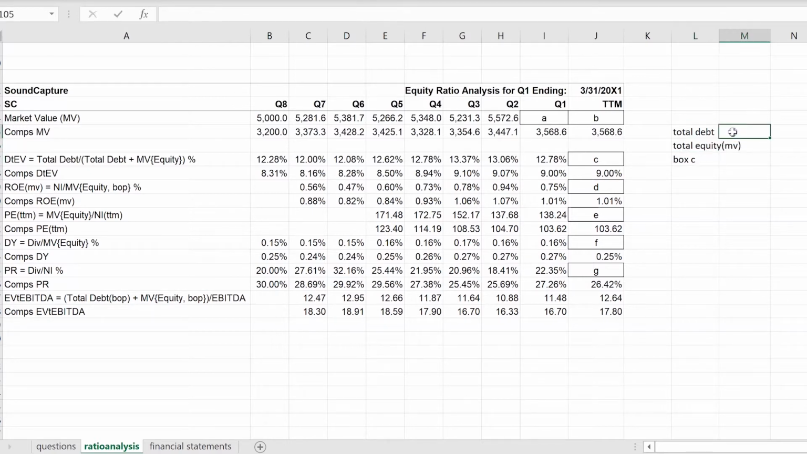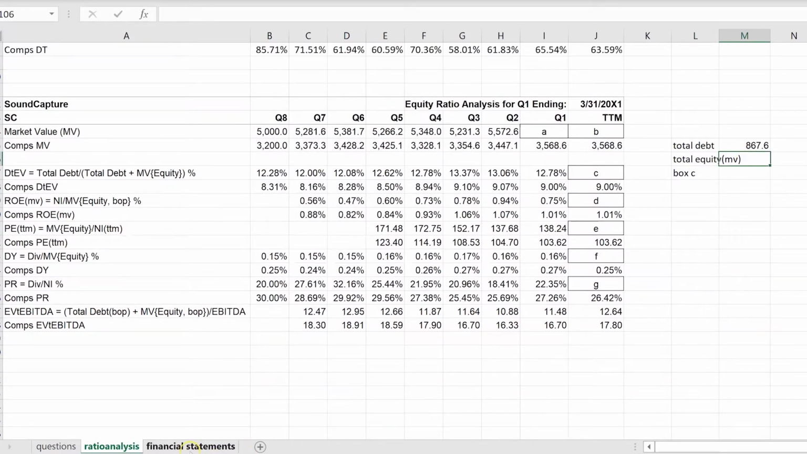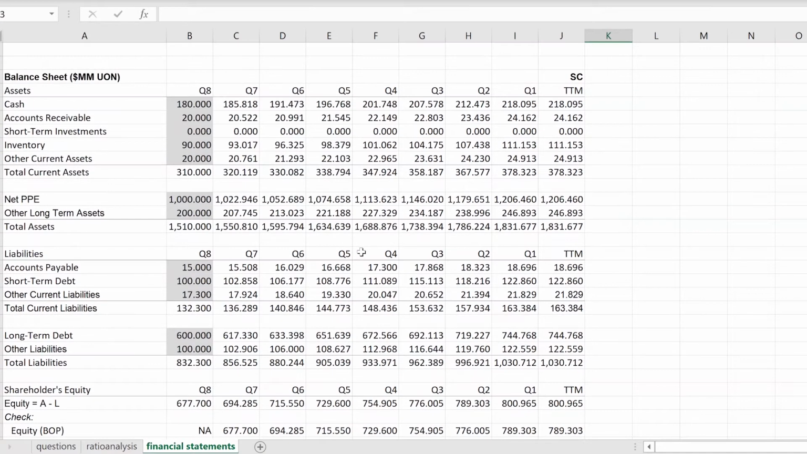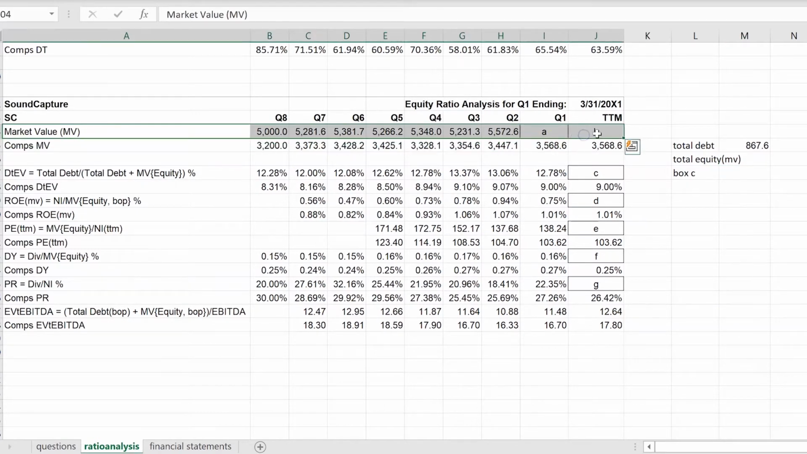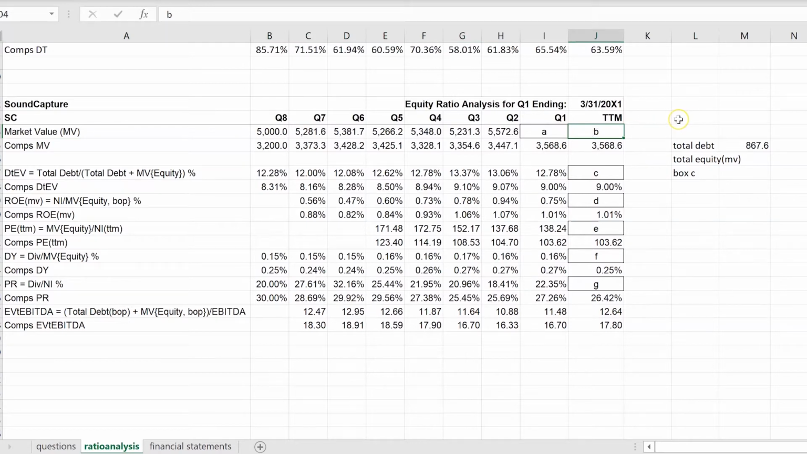All right, so total debt we actually have solved for before. So from our previous 1 through 10 problems, we know that total debt is 867.628. To solve for total debt again, you would just go up to the balance sheet and find their short-term debt and their long-term debt and add those two numbers together to get their total debt. All right, so now we have the total debt, total equity at market value, and that will be told right here in box B, which we do not have. So we need to solve for box B.